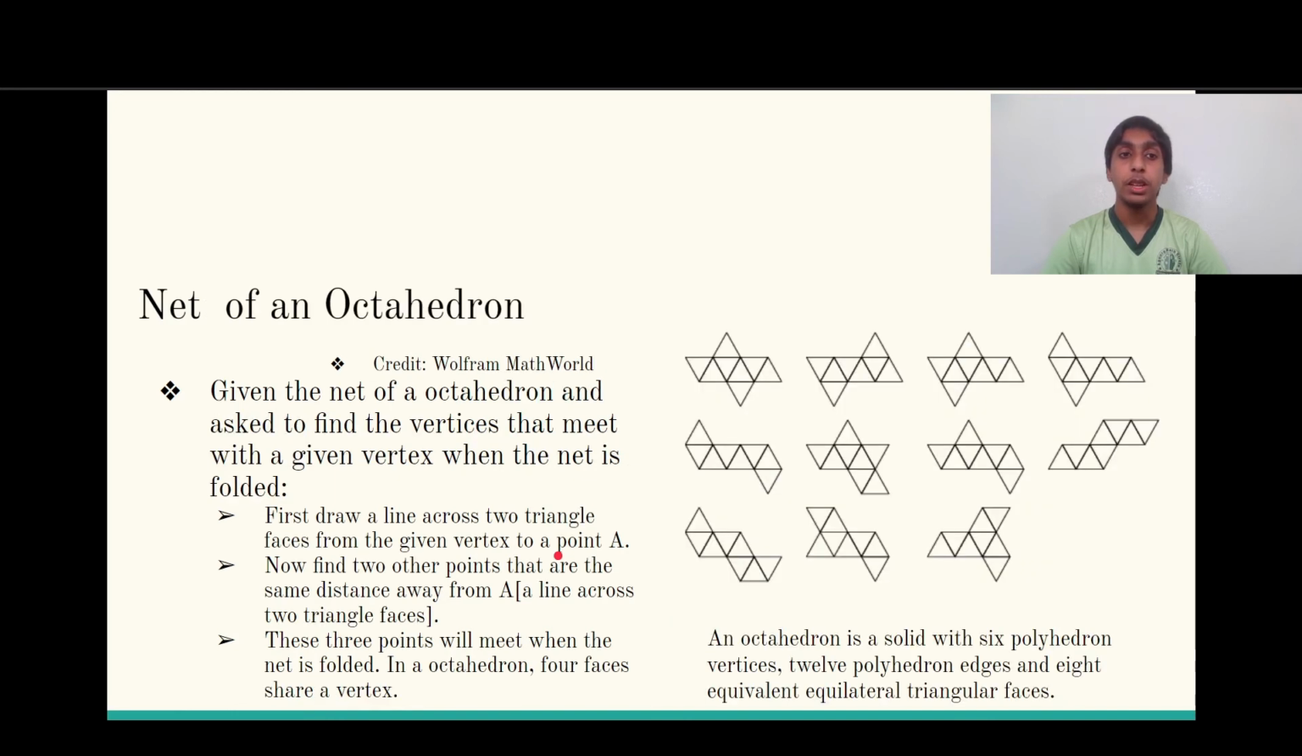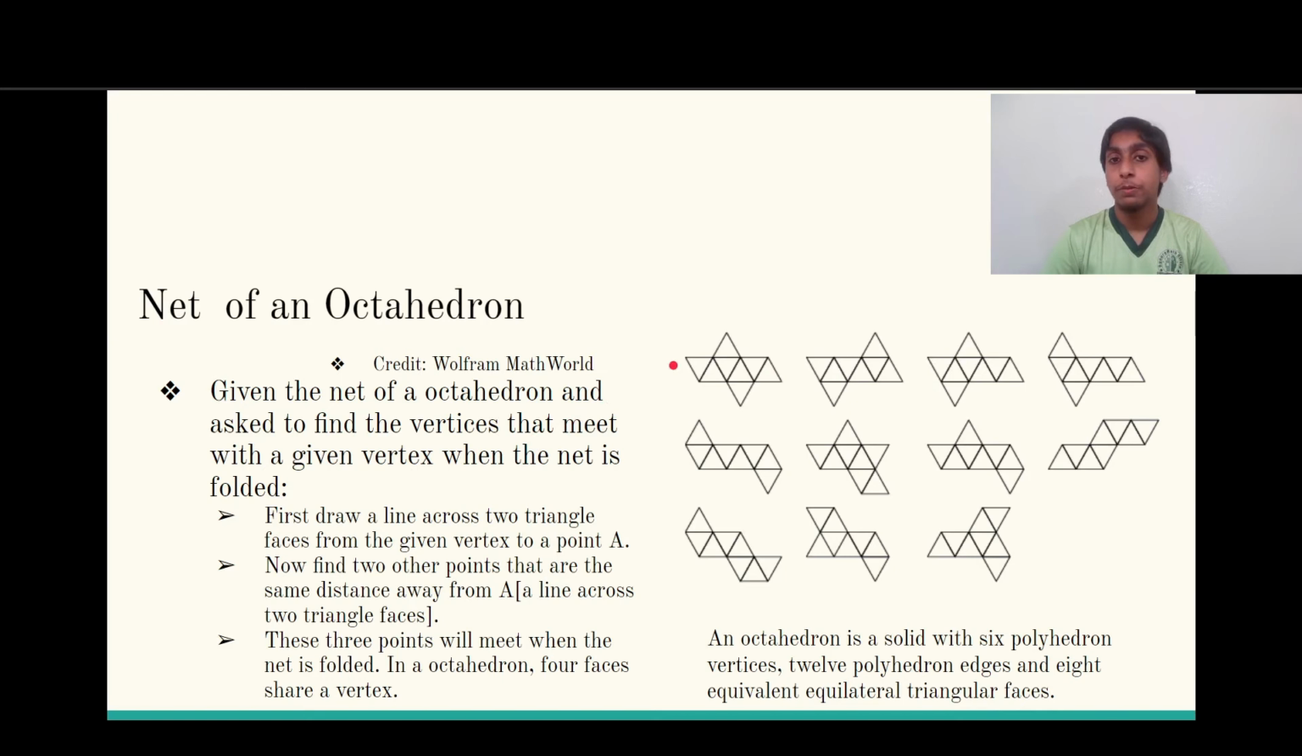Okay, so net of an octahedron. Given the net, first let's go over what an octahedron is. An octahedron is a solid with 6 polyhedron vertices, 12 polyhedron edges, and 8 equivalent equilateral triangular faces. So basically it's a 3D solid, and you can see different nets here. So given the net of an octahedron and asked to find the vertices that meet with a given vertex when the net is folded, we're going to be doing the same thing.